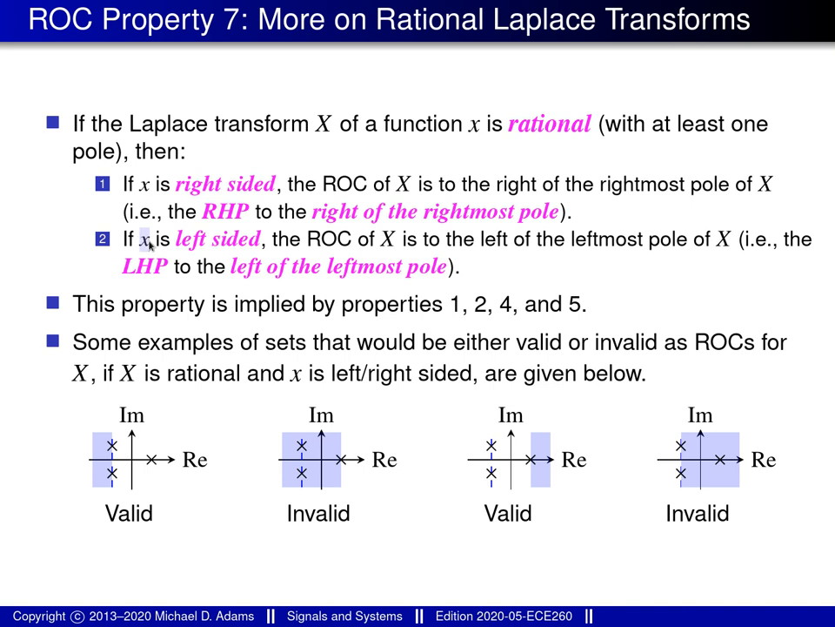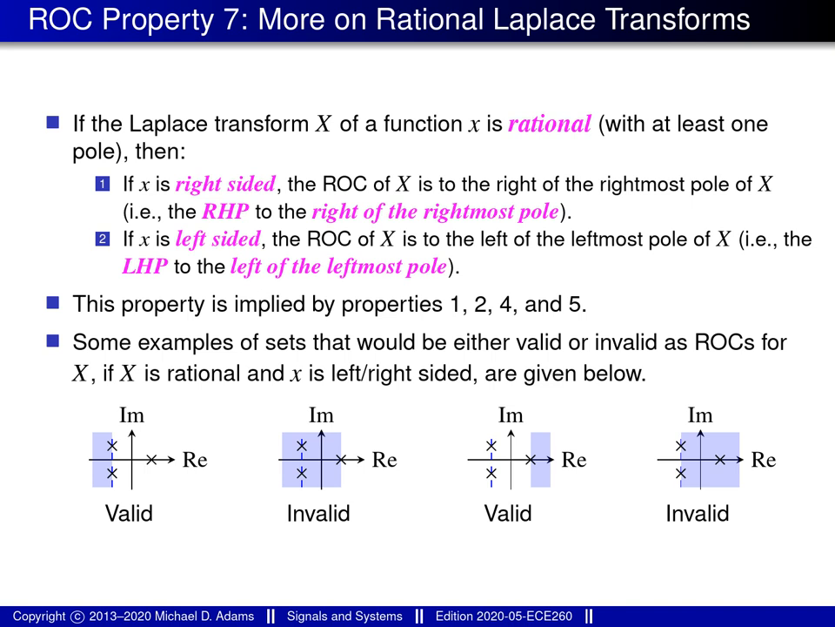If little x is left-sided, the region of convergence of big X is to the left of the leftmost pole of big X. In other words, the left half plane to the left of the leftmost pole. Incidentally, the preceding property for rational Laplace transforms is implied by the combination of properties 1, 2, 4, and 5 introduced earlier.